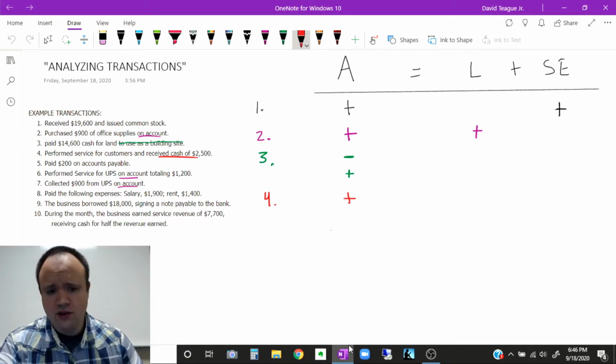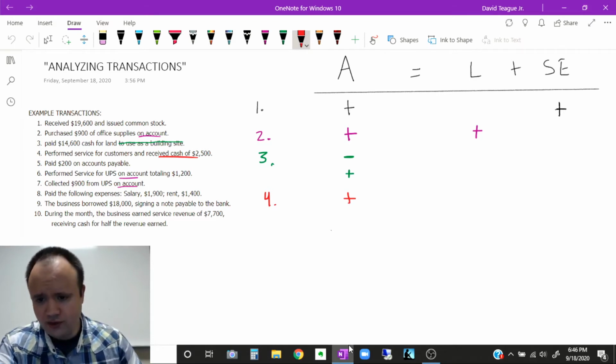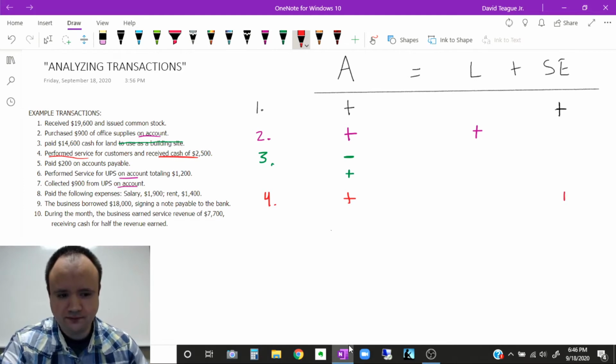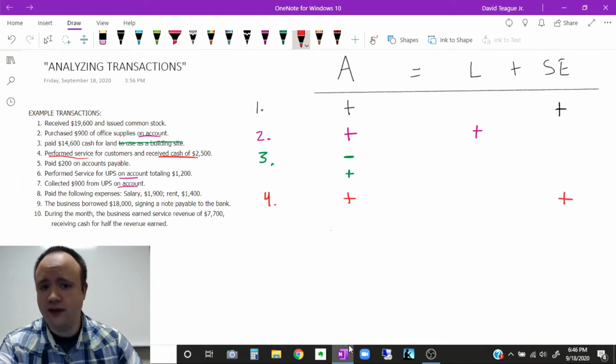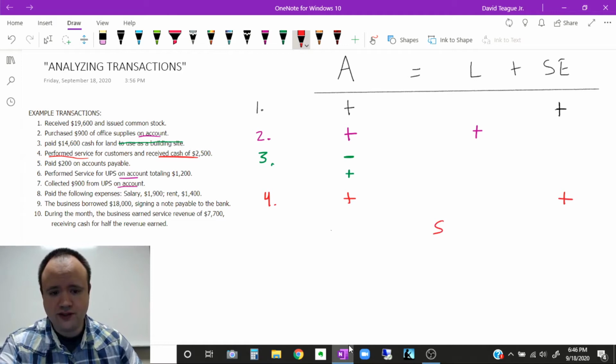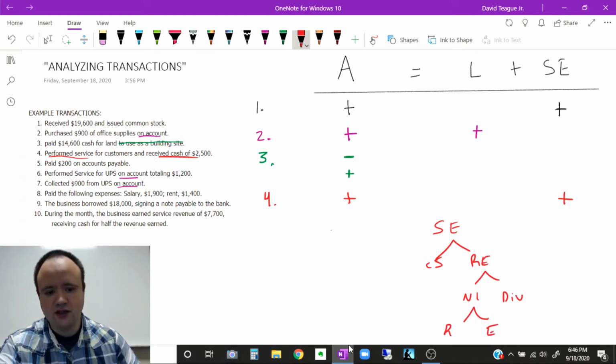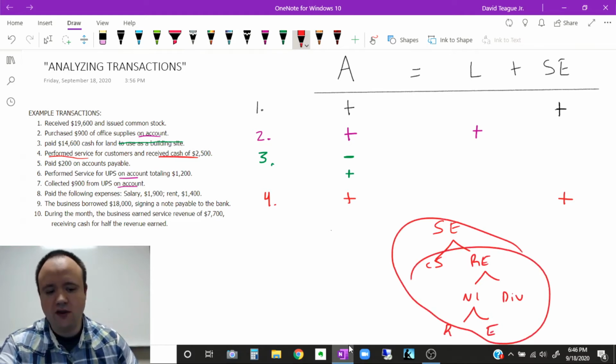So now we can look at the other part of it. We performed service. Performing service always means revenue. Revenue is part of equity. So remember, inside of equity, you've got common stock here, and you've got retained earnings. And inside of retained earnings is net income and dividends. Inside of net income is revenue and expense. All that is packed in there.